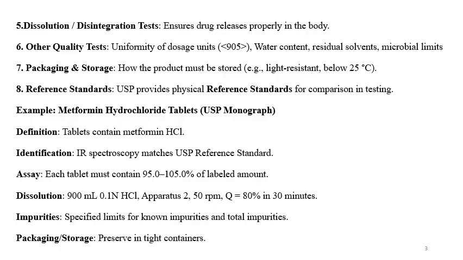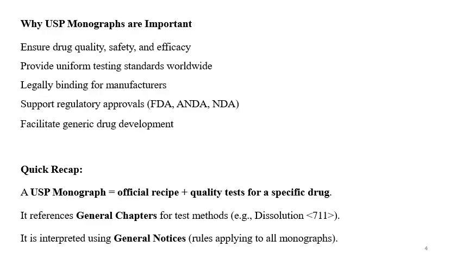Then is the impurities. So specified limits for the known impurities and the total impurities might be there. Generally, total impurity limits are not there and sometimes it is given. Then the impurities are also required to be matched and checked with the ICH guidelines. Packaging and storage information, like preserve the tablets in tight containers. So these are the contents of the monograph.